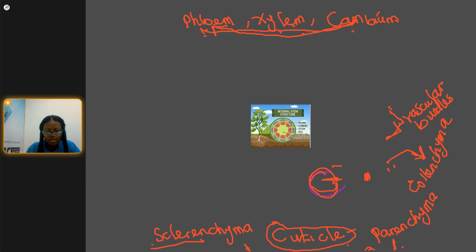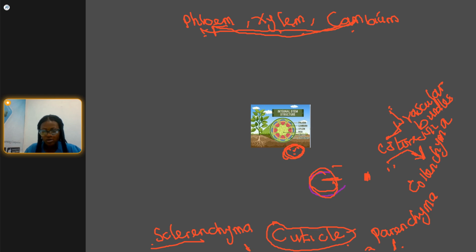The next layer is the pith. You can see inside here, you can see the black points. This is the pith. So what is the function of the pith? You can see the pith is at the center of the diagram, at the middle of the structure. So it's the central region storing food and providing support. That is the function of the pith. It helps to store food and provide support. All right. So this is the internal structure of the stem.